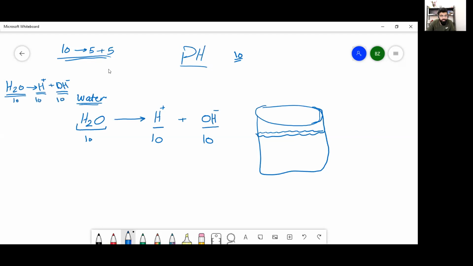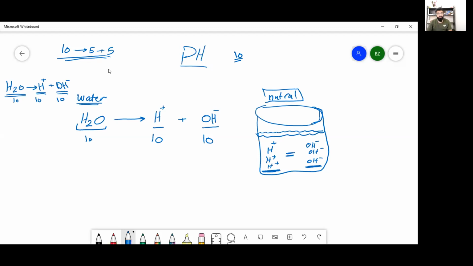Okay, so here, because the H pluses in the water equal the OH minus concentration, they are equal. So the water is neutral. We called it what? Neutral. Again, the water has concentration of H pluses and concentration of OH minus equal.